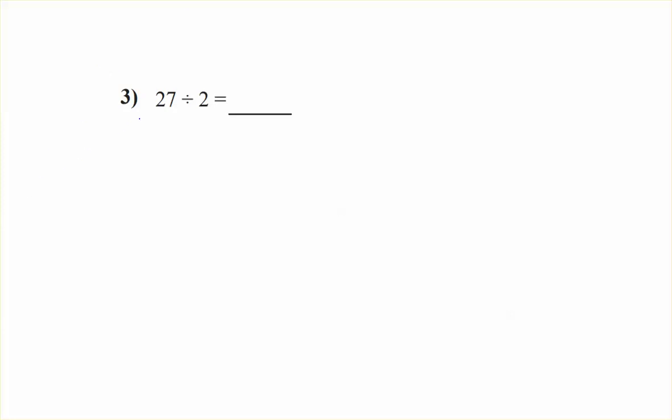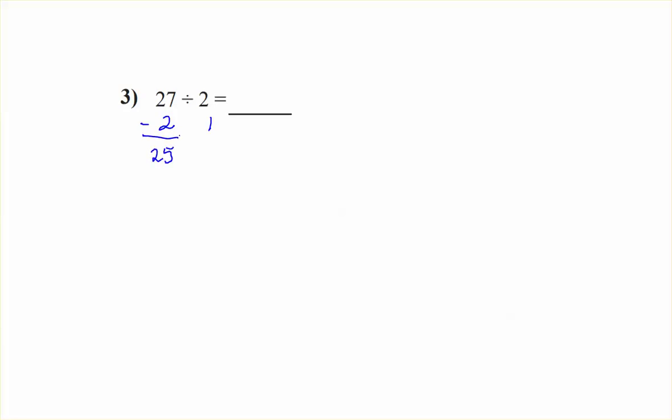Okay, let's take a look at today's problem right here. We have 27 divided by 2. I have a small bus, and there are 27 seats on it. And I want to know how many groups of 2 people can I put on the bus. Now, I know I can get one group of 2 on there. And if I put one group of 2 on there, how many seats would be left after that?